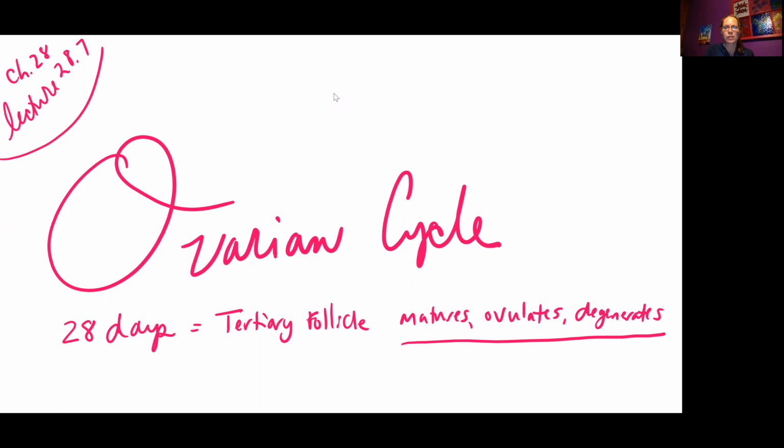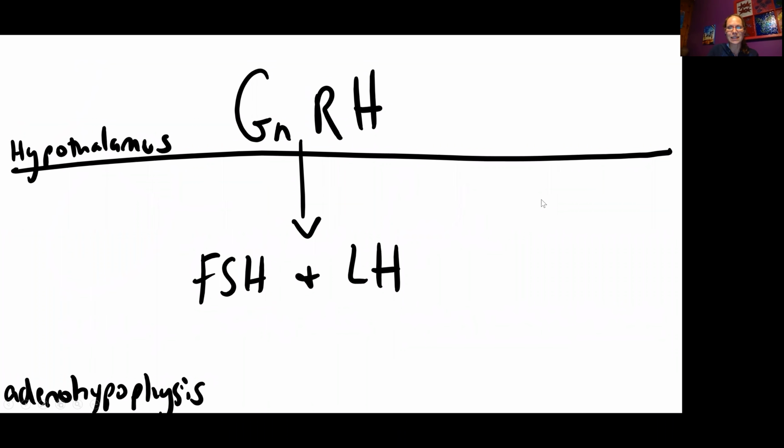Our topic for this presentation is the ovarian cycle. So we are still, of course, looking at the female reproductive system. Now, the ovarian cycle lasts for about 28 days, and it's really talking about the maturation, ovulation, and the generation of that tertiary follicle. So remember, we should just see one of them being produced with each ovarian cycle.